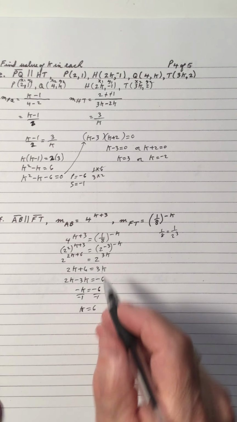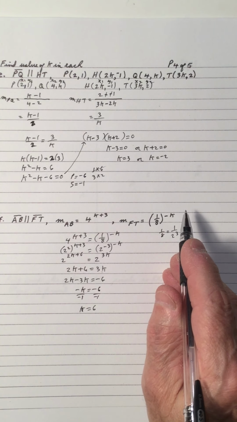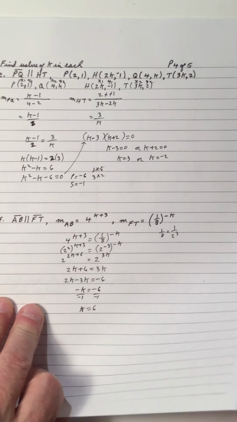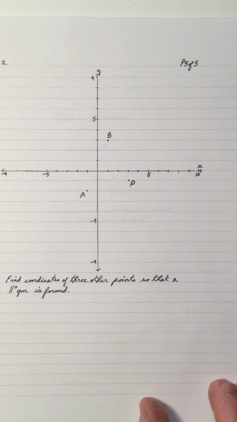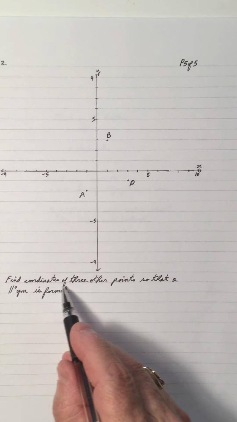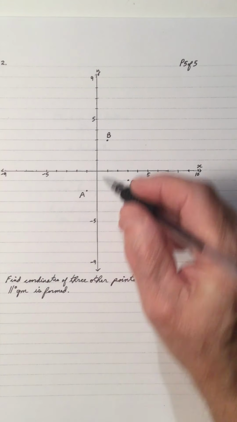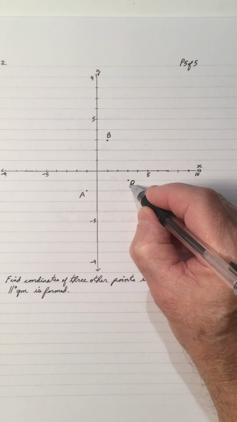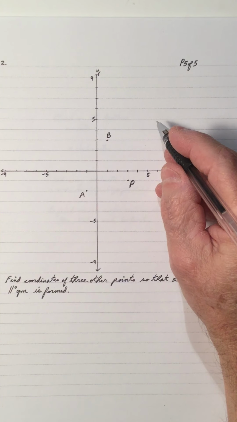Perfect. And again, if you put 6 back in here, put 6 back in here and work it out, you should get the same slopes. And the last question to do, it says find the coordinates of 3 other points so that a parallelogram is formed. So we have an A, a B, and a P. So we need to form a parallelogram with more points.